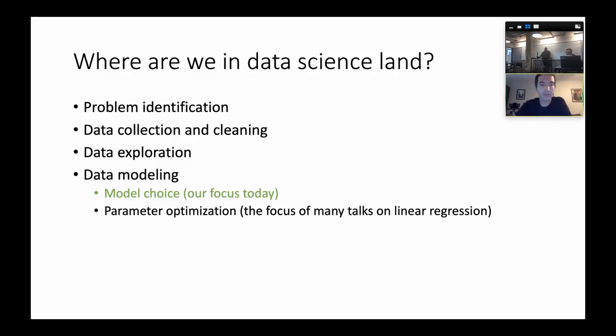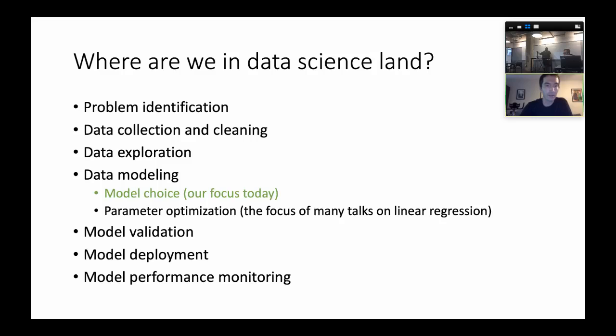I've broken down the data modeling process into two sub-steps, the first of which is model choice, and that's our focus today. The second would be parameter optimization. A lot of talks you hear on linear regression in particular will have to do with exactly how you find the optimal parameters, and that's not what we're going to be focusing on today. After you've done your data modeling, of course, you perform some kind of model validation. You may deploy the model live if it looks promising, and then continue to monitor its performance. So today we're right in the middle of this process.